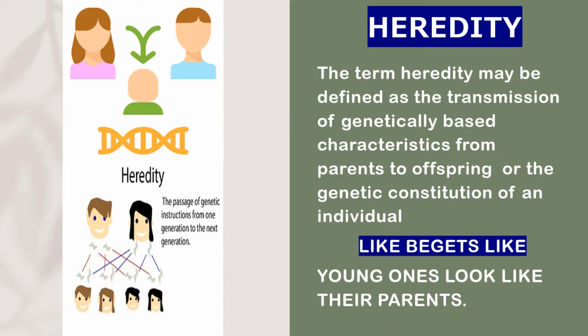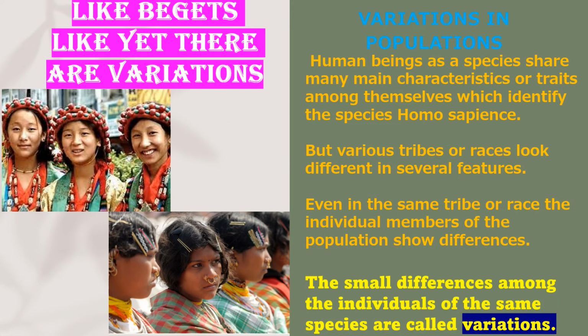Heredity. The term heredity may be defined as transmission of genetically based characteristics from parents to offspring, or the genetic constitution of an individual, that is called heredity. Like begets like. What is the meaning of that? Young ones look like their parents. Like begets like, yet there are variations. We can see variations in populations.